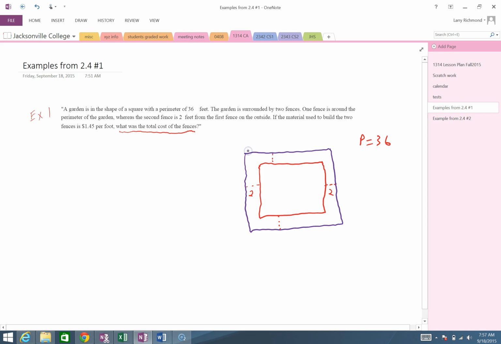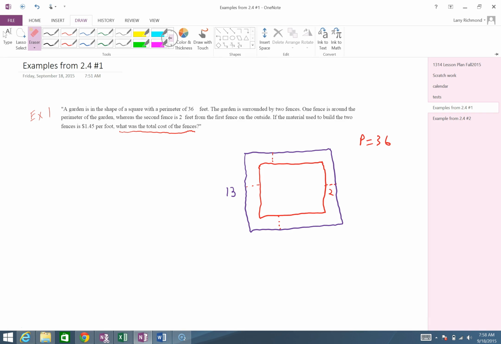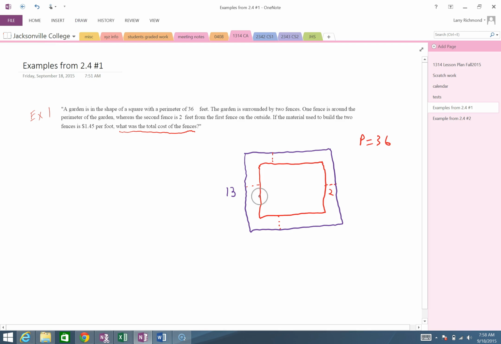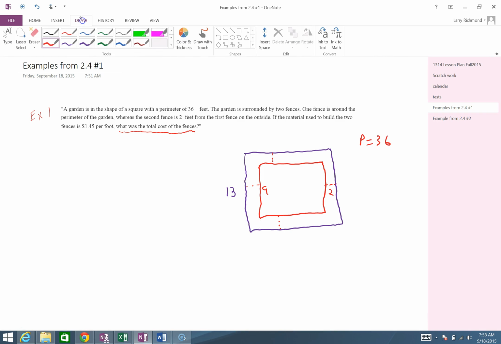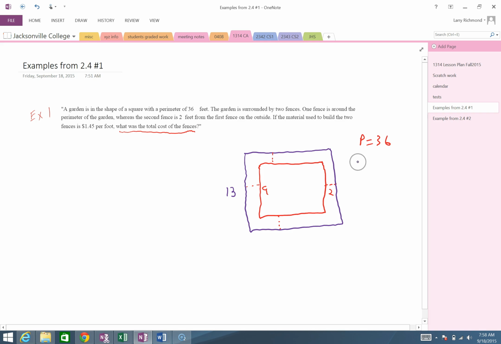Alright. And if this red length is 9 and we've added 2 on each side, 2 and 2 is 4. And 9 more is 13. This distance is 13. This distance in here is 9. This distance is 13. Well, the perimeter of my outside garden, or my outside fence, is 13 times 4 because it's a square as well, even though my picture doesn't look like a square. And 13 times 4 is 52.